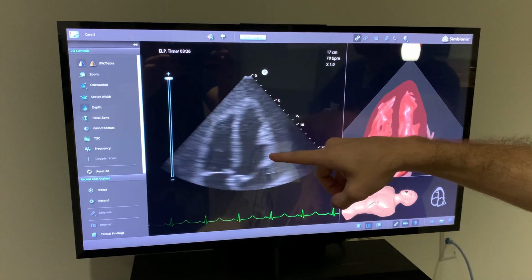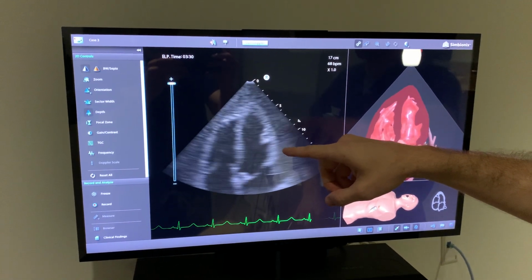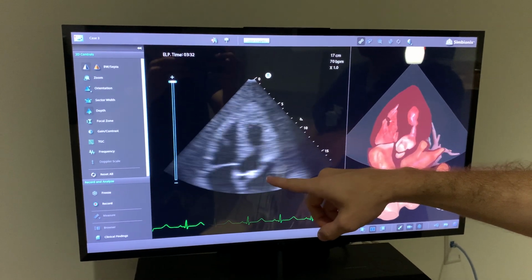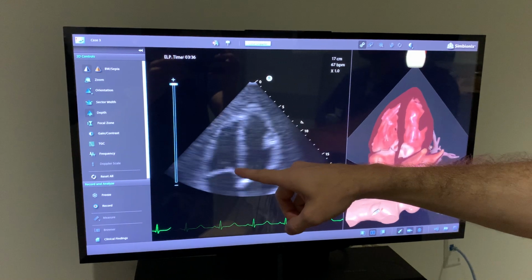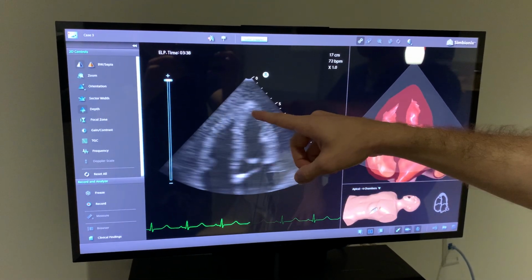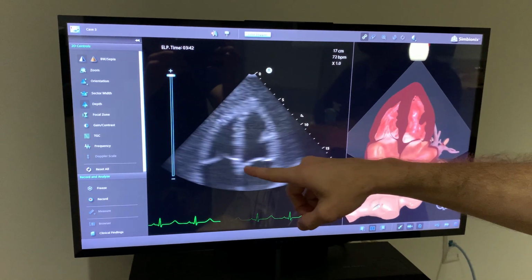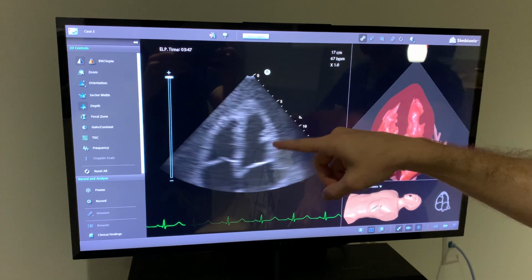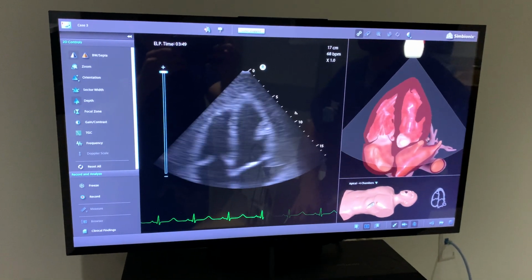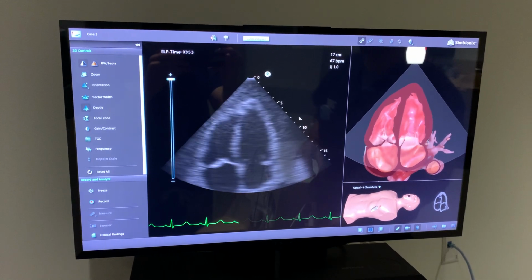The other thing is that the left ventricle, again in a normal heart, should be larger than the right ventricle, which it is here. And if you look at the mitral and the tricuspid valve, the tricuspid valve should always be closer to the apex than the mitral valve. So because the tricuspid valve is closer to the apex here, I know that this is the right ventricle, this is the left ventricle.